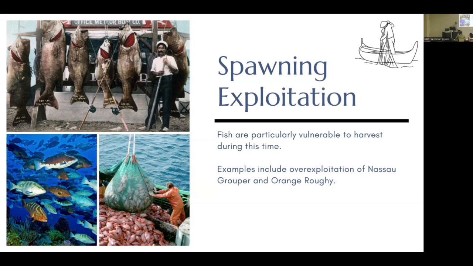Two really classic examples are the Nassau grouper and orange roughy. Folks have fished those heavily, exploited the spawning aggregations, and both species have experienced population declines because of it. We've got one of these species in our backyard, and that is the sheepshead.